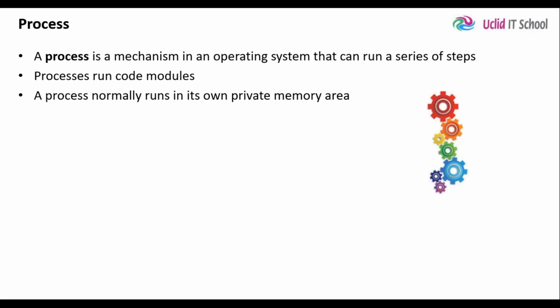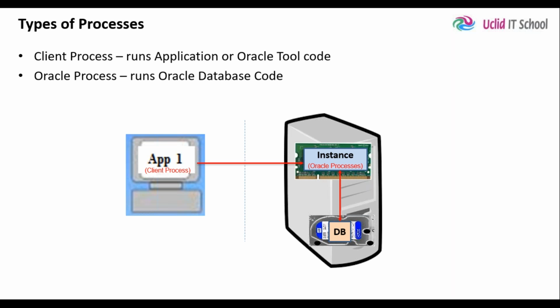Now in the Oracle world, process has a very important role. In Oracle database, we come across two types of processes. One is the client process. Second is Oracle process. These are the two types of processes that you come across in a database. Client process runs application code or Oracle tool code. Client process is started on the client system. Client system is where application code is executed. Normally database clients access the database from a different computer system. Though a client can be on the same system as the database, normally client systems are different.